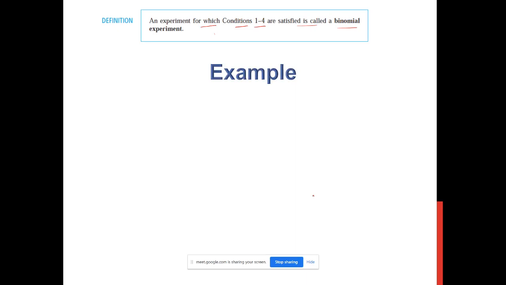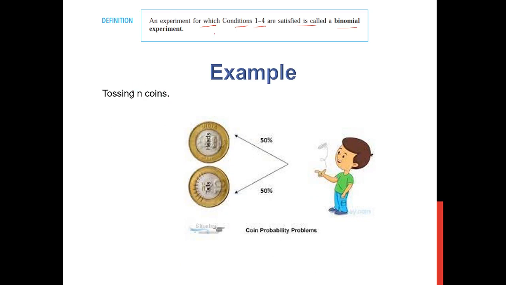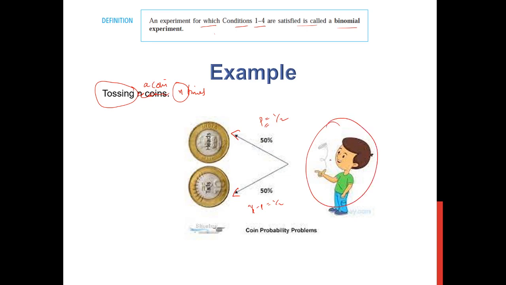Let us take an example: tossing a coin n times. If I toss a coin, there are two possibilities, either head or tail. The probability of getting head is 1 by 2, and the probability of getting tail is 1 by 2. So there are only two possible outcomes, and if we toss this n times, this experiment is a binomial experiment because it satisfies all four conditions.